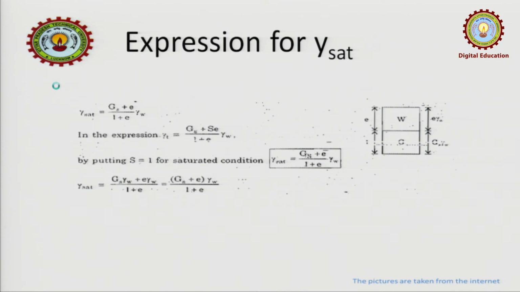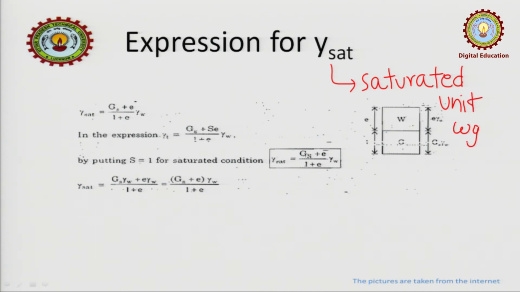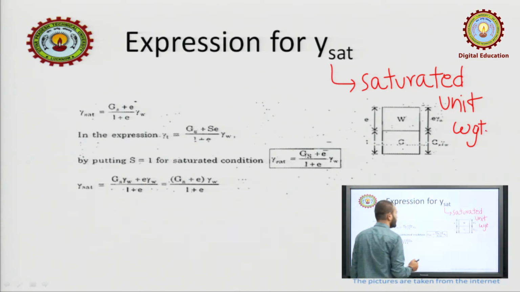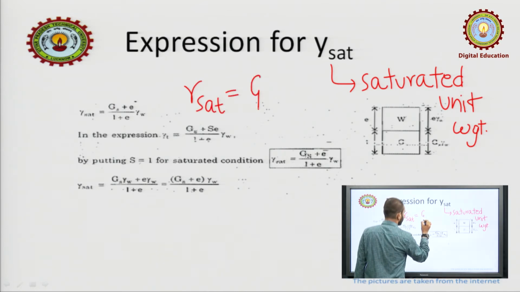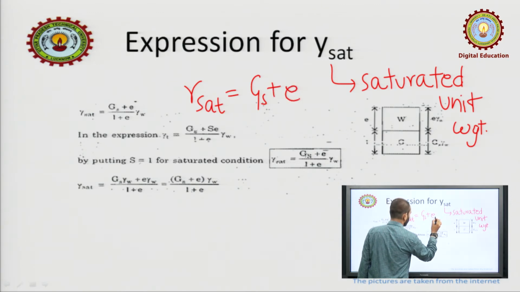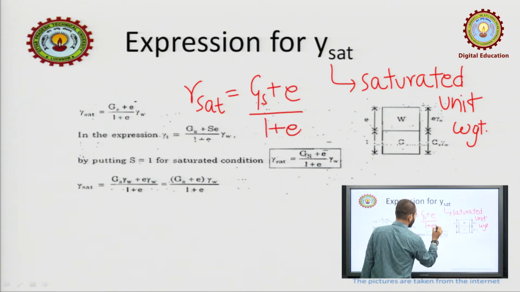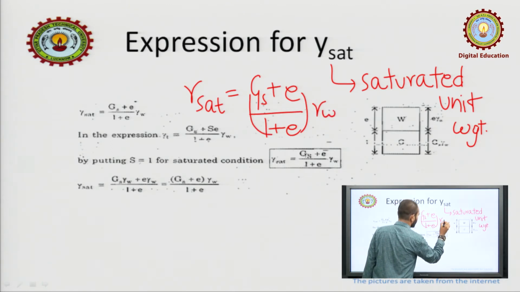Expression for gamma saturated. Now, you remember, I hope, gamma saturated is the saturated unit weight. Okay, saturated unit weight. So, what is gamma saturated? It is actually Gs plus E upon 1 plus E into gamma W.